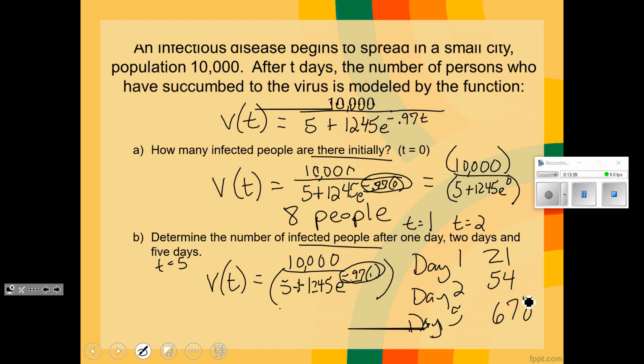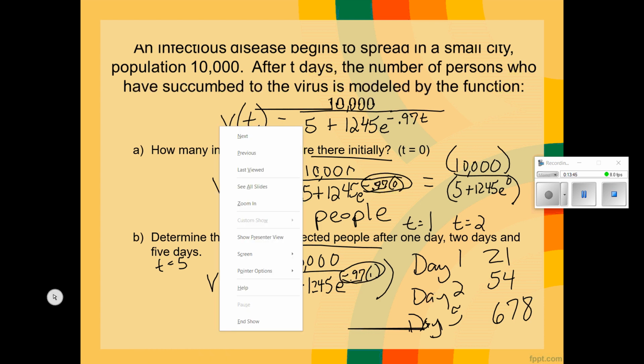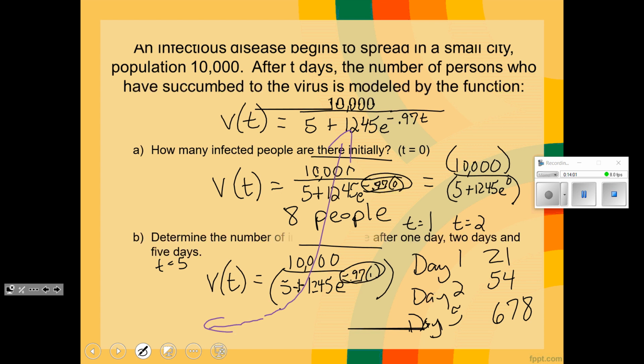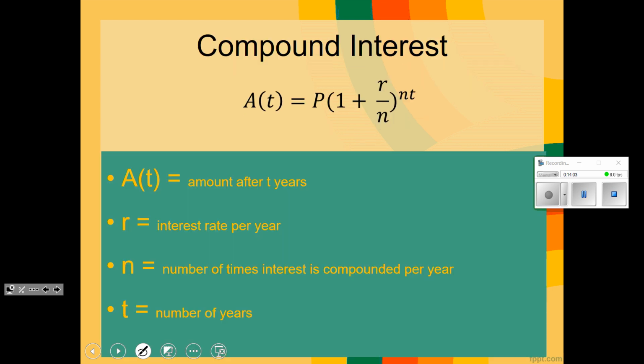Yeah, notice this is why it's growing. Like if we plotted this, you have on day 1 it's only 8 people, and then it starts to go up. Let me do it in purple. It starts to go up from here, and then all of a sudden it goes like that, and it skyrockets. That is representative of an exponential function. Okay? Let me do one more thing today, and then we'll call it a day, and we'll pick this up tomorrow. Okay? Let's go ahead and get into compound interest.